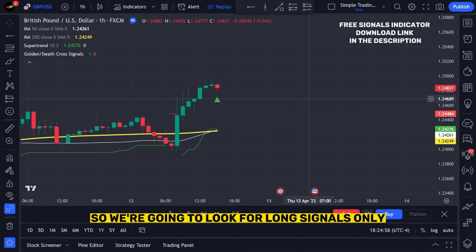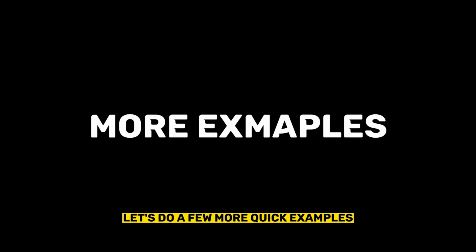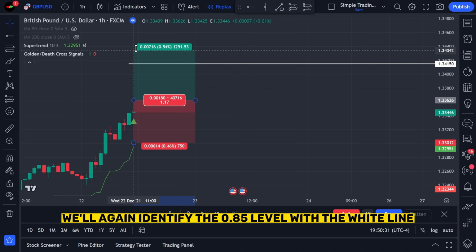It hits the white line, so we will move the stop to break even. And it hits our full target as well. Let's do a few more quick examples. Here's GBP/USD again on the 1 hour time frame. And we have a golden cross signal here.